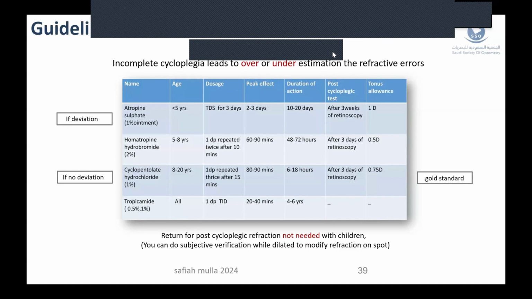Sometimes you can do a quick re-check or verification when they are dilated, by just putting them on the chair and asking them to look at the board and trying a quick subjective refraction if they respond. Otherwise, you don't need to bring them back to the clinic.